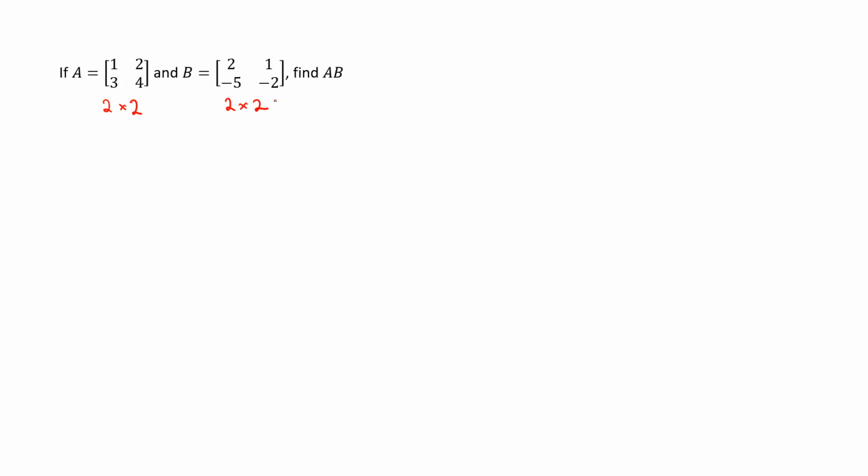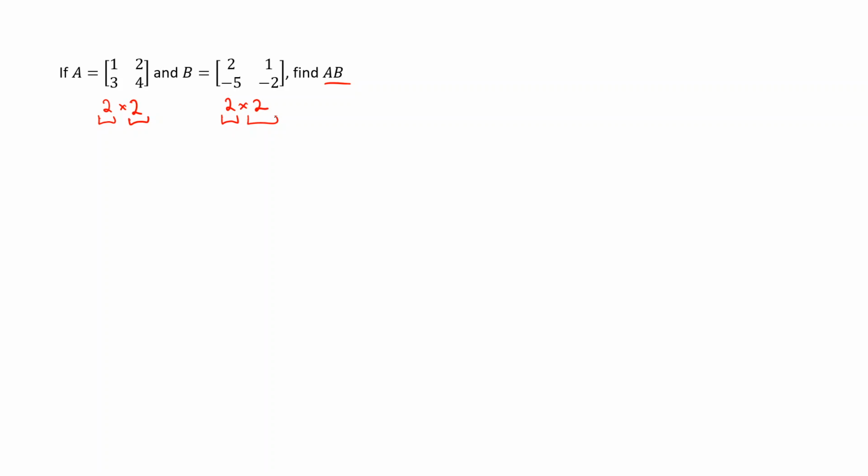All right, and our job here is to find AB. Okay, so we just got to check the number of columns of A matches the number of rows of B. Yep, that's fine. So we can multiply them together. And the size of the product matrix will be the number of rows of A by the number of columns of B, which is going to be 2 by 2.